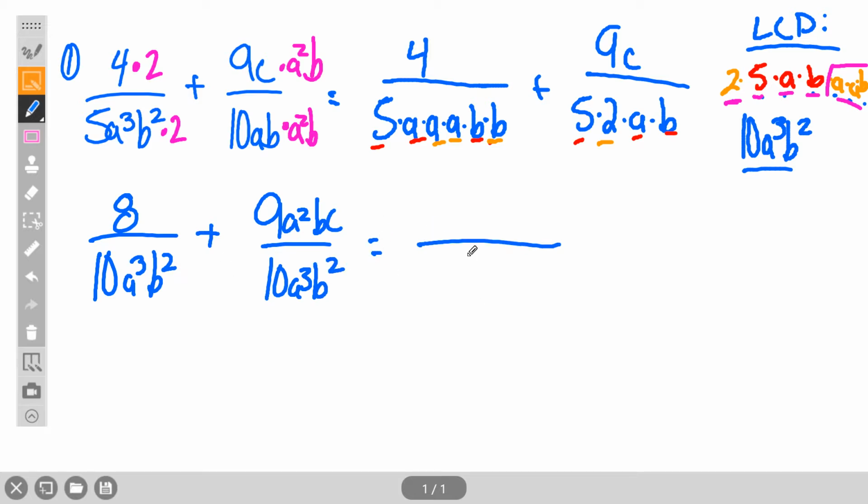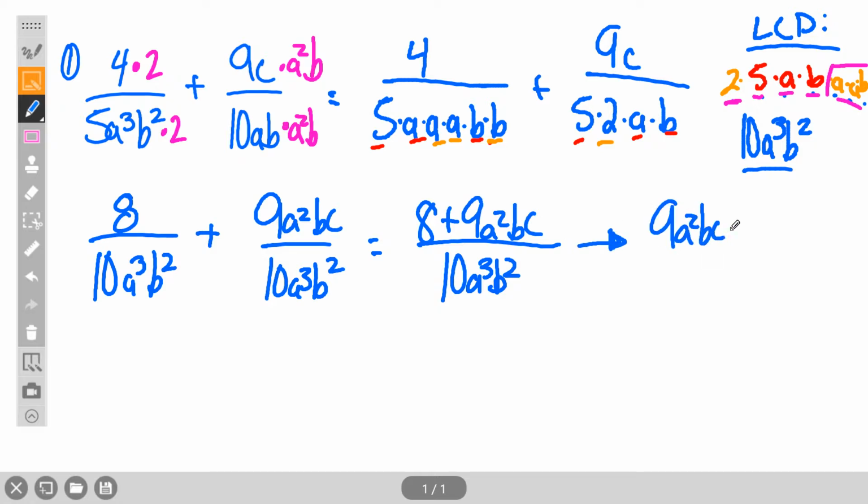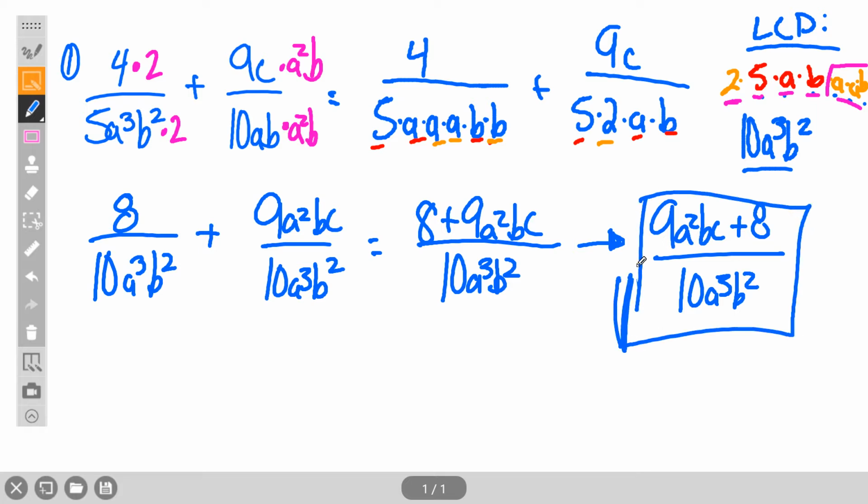So now that the denominators are the same, we can combine them into a single fraction and put this over the denominator, 8 plus 9a squared bc. And of course we want this in standard form, so the 9a squared bc would come first, plus 8 over 10a cubed b squared. At this point, we check to see if the numerator can be factored, because if we can factor something out and cancel it with the denominator, then that's great. But these terms can't be factored, they don't have a GCF, so this would be our sum for number 1.